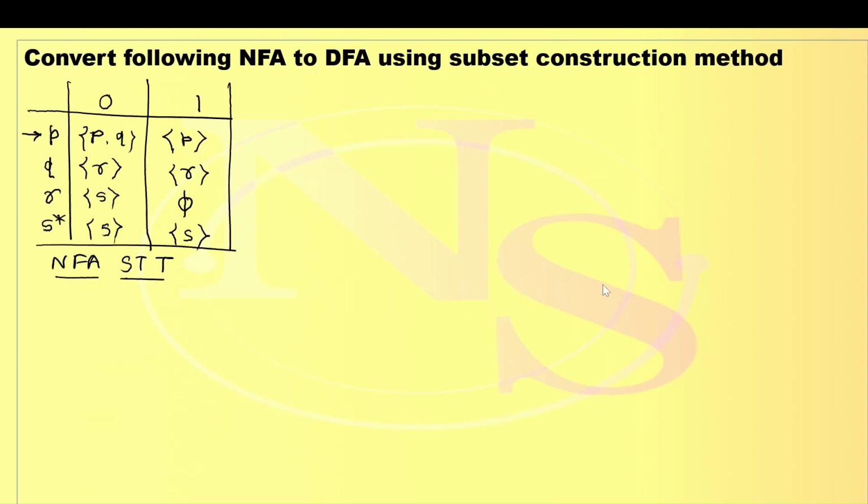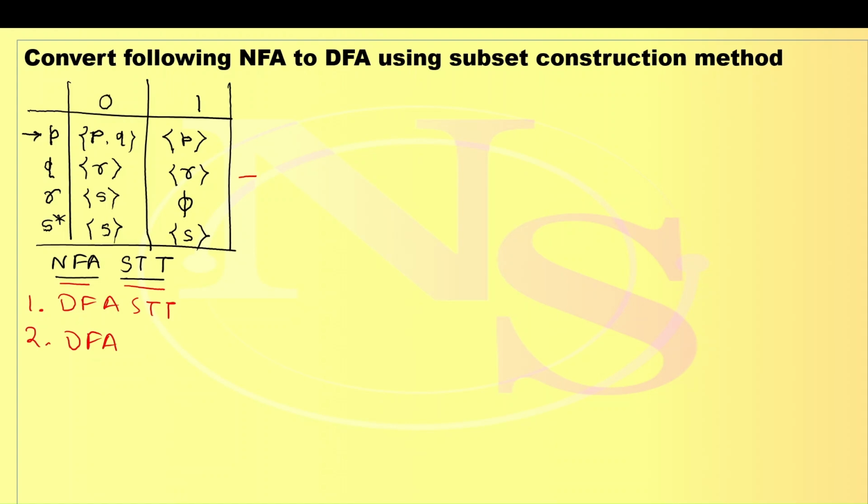Hi everyone. Here the question is conversion of NFA to DFA using the subset method. Along with this question, the NFA state transition table is provided. So to convert this NFA to DFA, first we will convert this NFA table to a DFA state transition table, and from the DFA state transition table we will draw the diagram for the DFA.